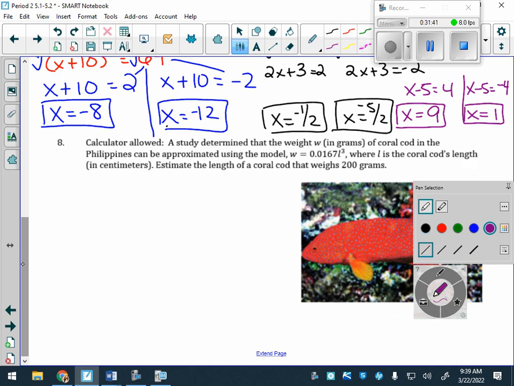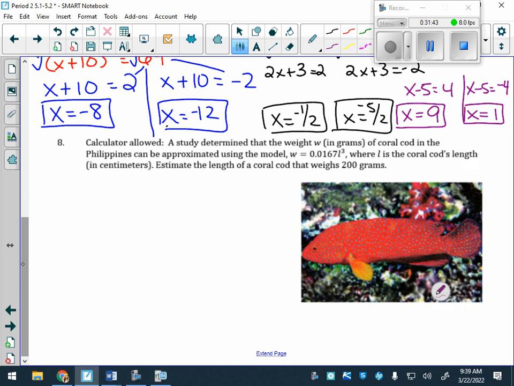We're always going to round to the hundredths. Okay. So read it through. They're giving you the formula W equals 0.0167 L cubed, where L is the length. You want to estimate the length of a coral cod that weighs 200 grams. So how would I set this up?